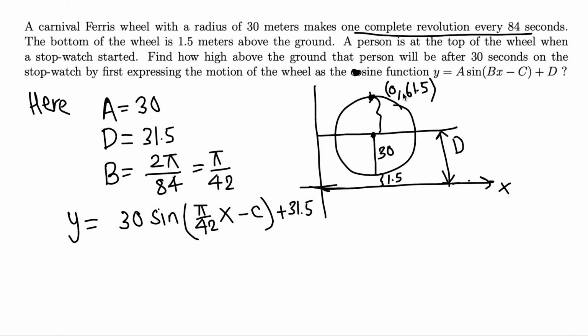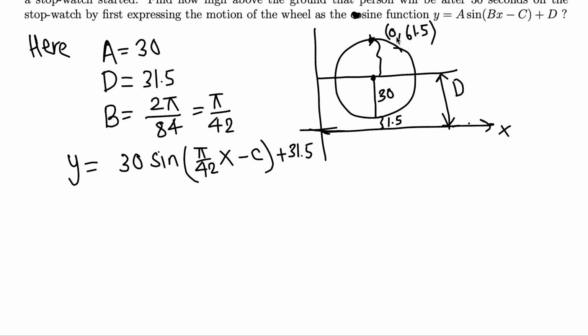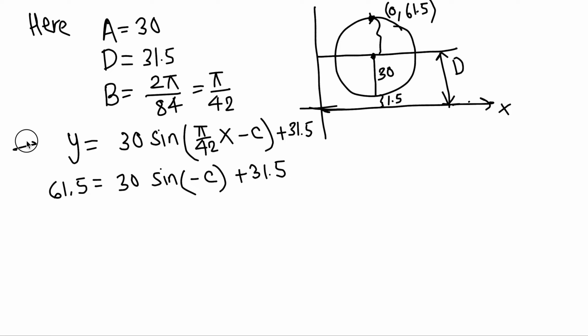So we can use this location to determine the value of c. Okay, using 0, 61.5: 61.5 equals 30 sine of 0 minus c, plus 31.5. Okay, this is our model, but c was missing and we are trying to determine that. Subtract 31.5 from both sides because we need to subtract first.